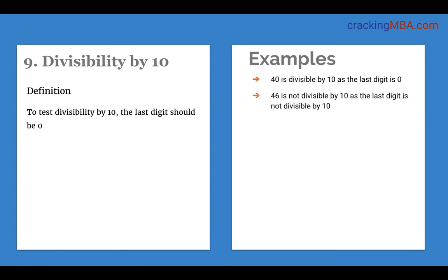Divisibility by 10 requires the last digit to be 0. That's it. Just check if the last digit is 0, then that number is divisible by 10. For example, 40 is divisible by 10, but 46 is not divisible by 10.